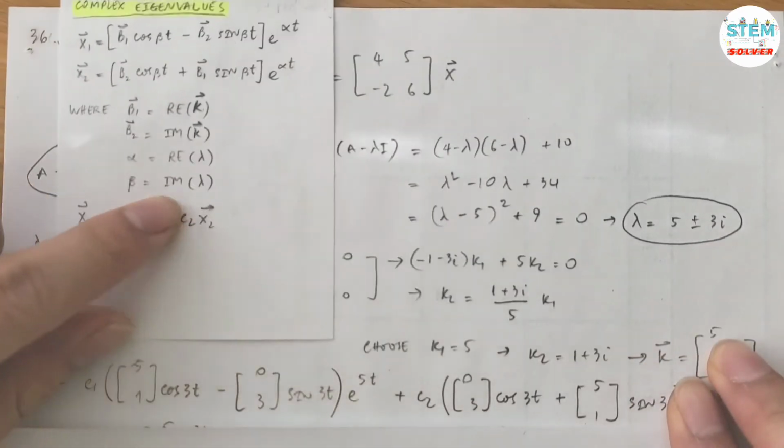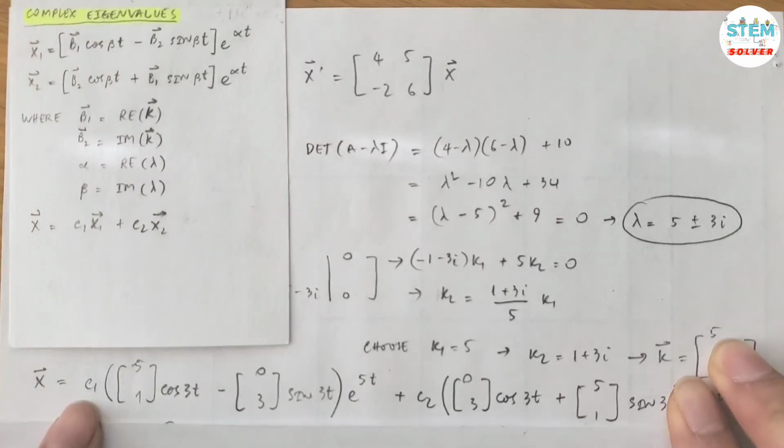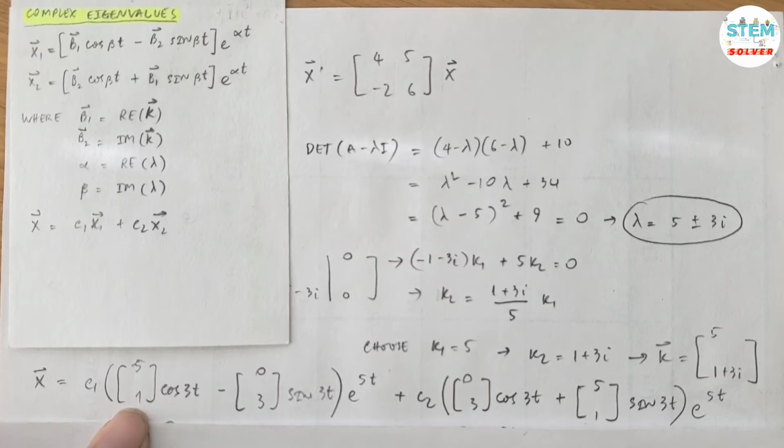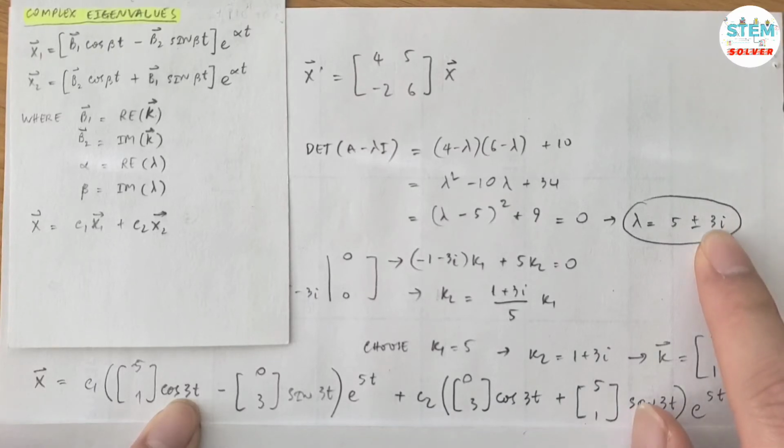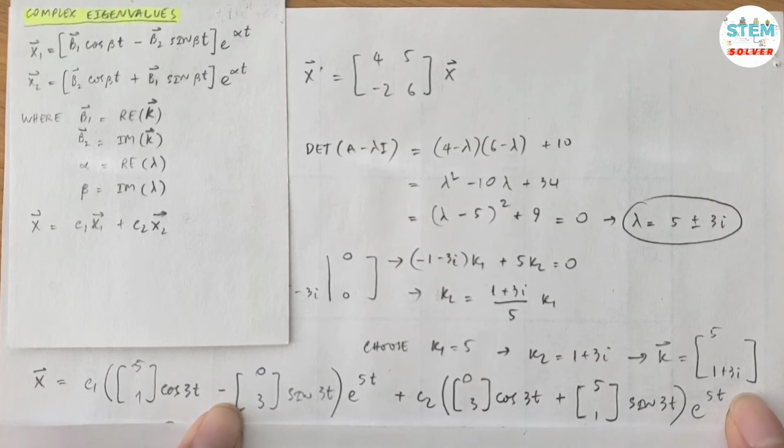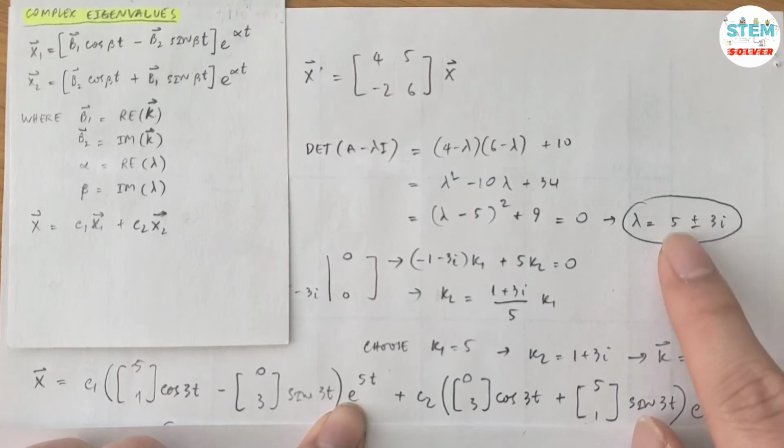Okay, so let's go back to our answer. So you have vector x equals c1 times vector b1, which is the real part of k, (5, 1), times cosine 3t. Okay, so where do you get this 3? This 3 is the imaginary part of lambda. Minus the imaginary part of vector k, which is (0, 3), times sine 3t, times e to the alpha t. Alpha is the real part of lambda, which is 5, so you have e to the 5t.